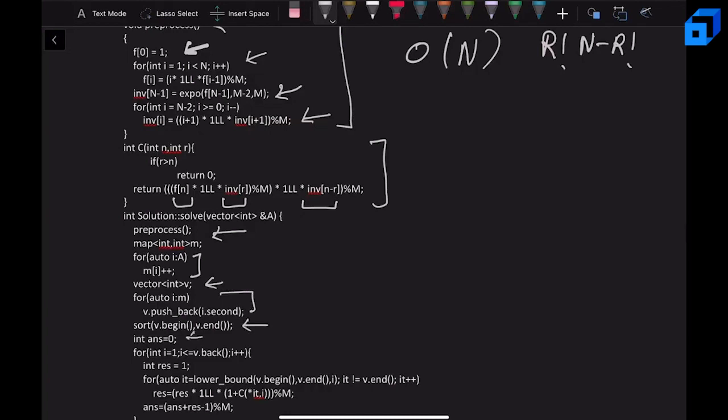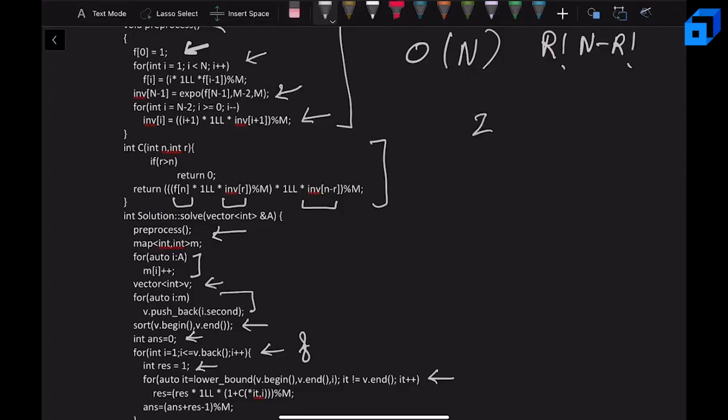We assign answer as 0, and we loop over the frequencies f, which I described. So f is actually the frequency of all the elements in my subsequence. I'll assign result as 1. Now I'll iterate over the vector only for the elements which are greater than or equal to i, because for less than i, their contribution will only be 1.